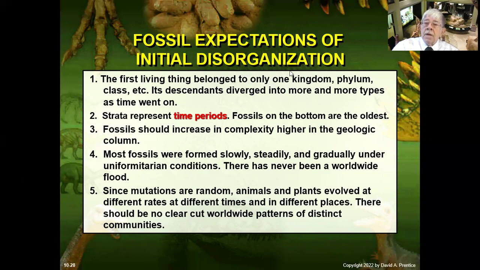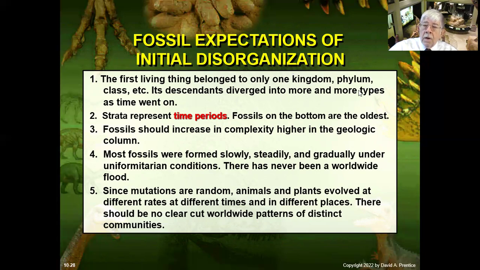Now, evolution, initial disorganization, says that the very first living thing belonged to one kingdom, one phylum, one class, one order, family, genus, species, and so forth. So its descendants diverged into more and more types as time went on. Strata represent time periods. Fossils on the bottom are the oldest. Fossils should increase in complexity as we go higher in the geologic column. And most fossils were formed slowly, steadily, and gradually under uniformitarian conditions. No flood.